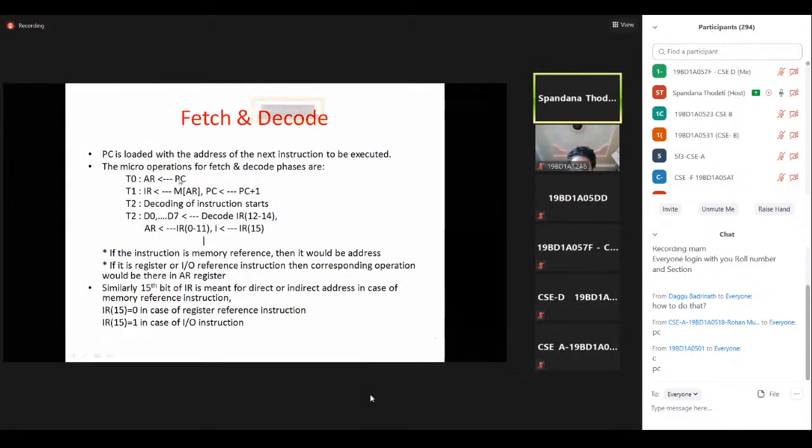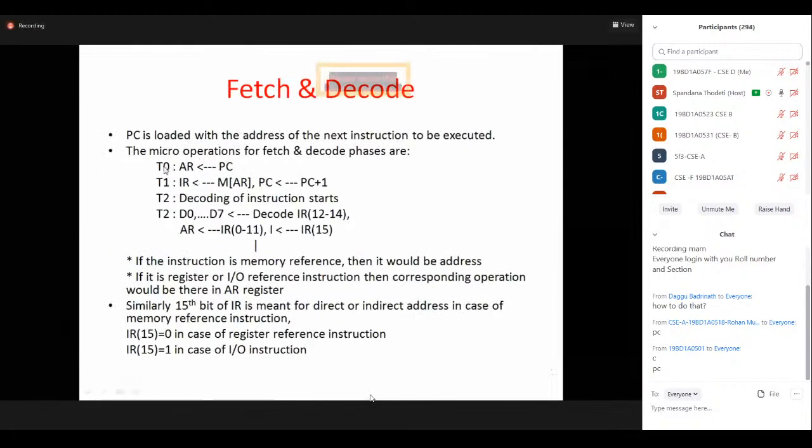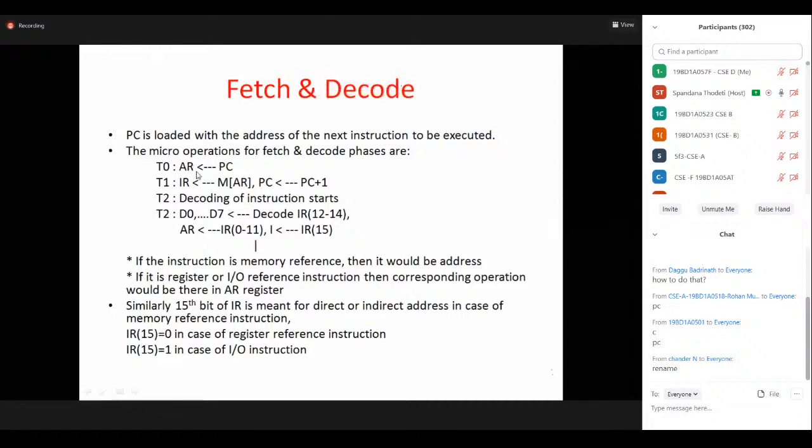So, first step is, in the first cycle, that is at T0 cycle, what we are doing is moving the address present in the program counter into your address register. Into the address register. That is the first step done at 0th clock cycle. In the next clock cycle, what happened? Now you know what instruction is to be executed, and where that instruction is present, because we have stored the address of that memory location in AR register.